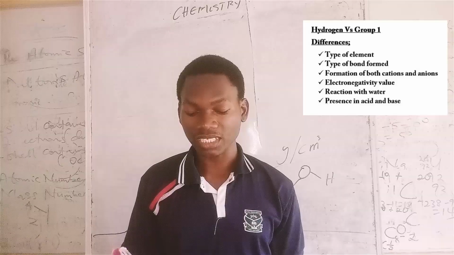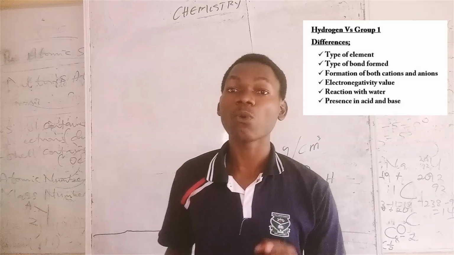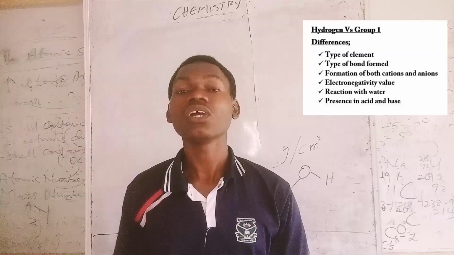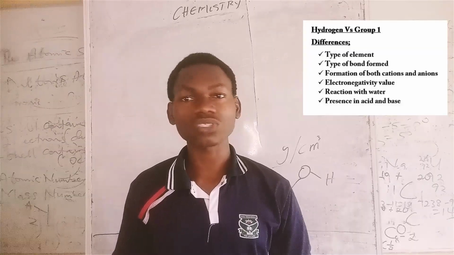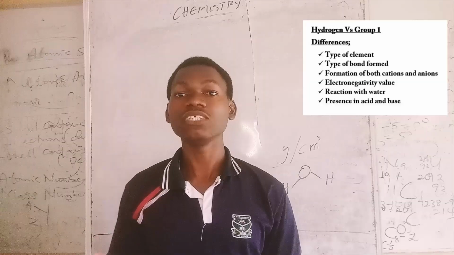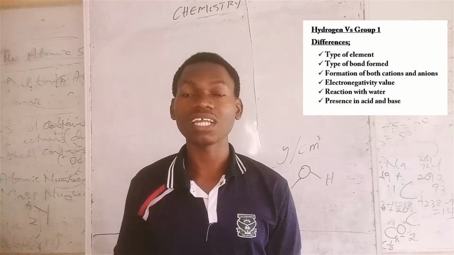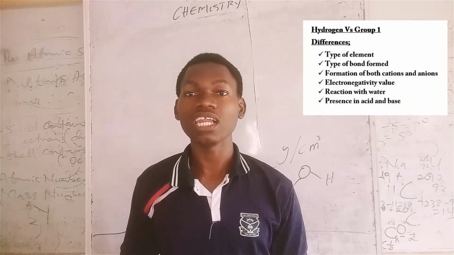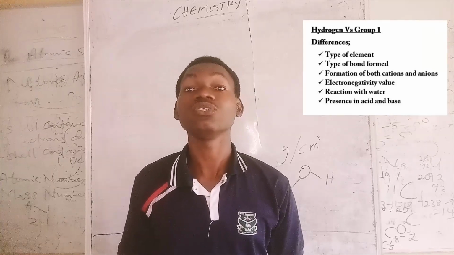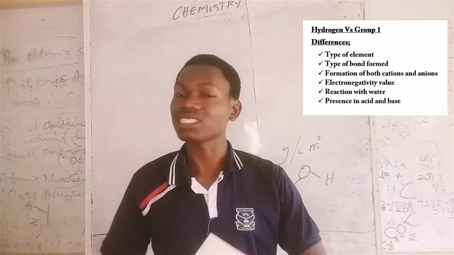Now the next one is reaction with water. We know that group 1 elements react vigorously, or they have the ability to react with water, but hydrogen doesn't react with water. In fact, it is insoluble in water. So this is a major difference between hydrogen and all other group 1 elements. In fact, when group 1 elements react with water, they produce hydrogen gas, but hydrogen doesn't even react with water.